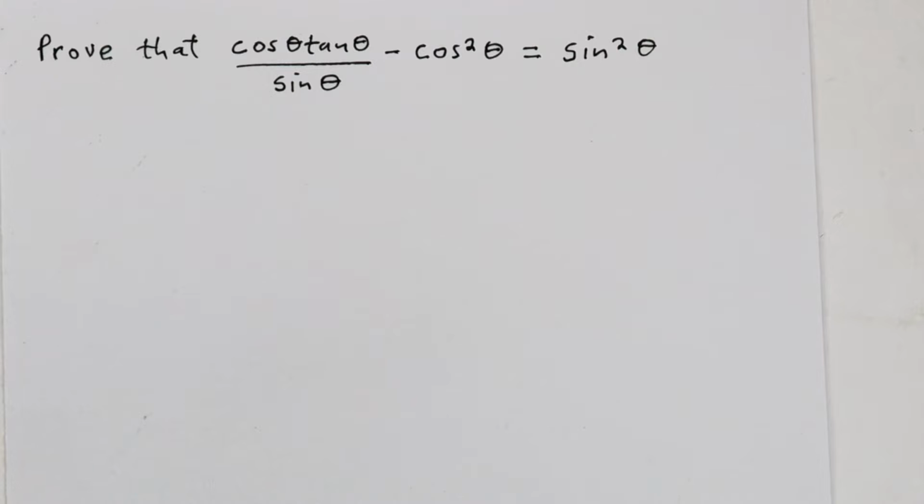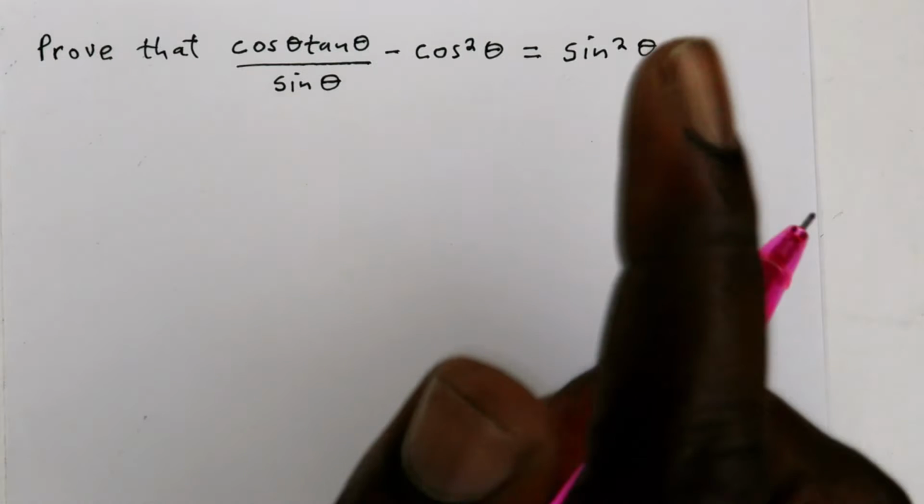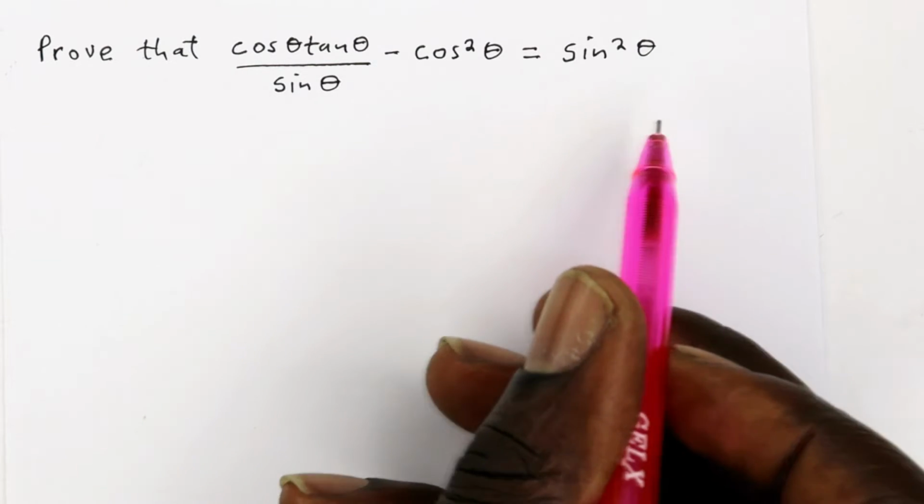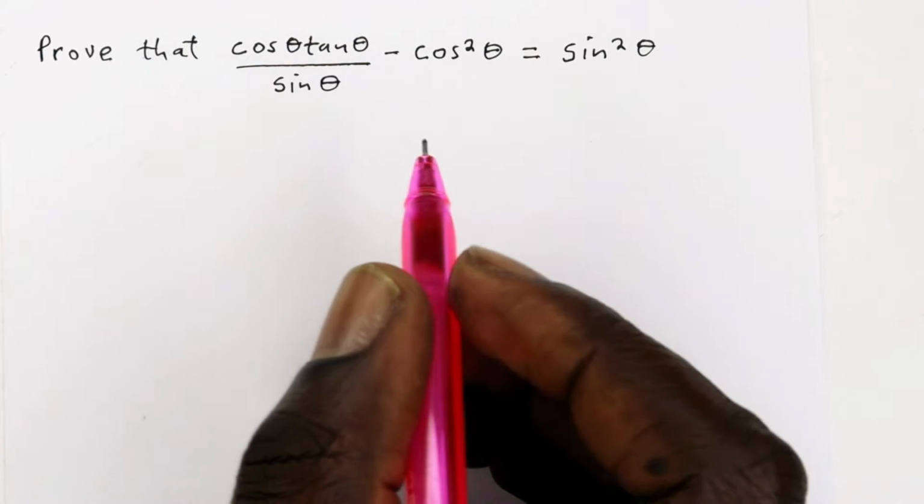Prove that cos theta times tan theta over sin theta minus cos squared theta is equal to sin squared theta. So the first thing we're going to do is manipulate what we have on the left hand side to see if we get what is on the right hand side.